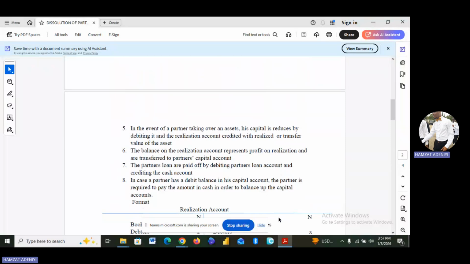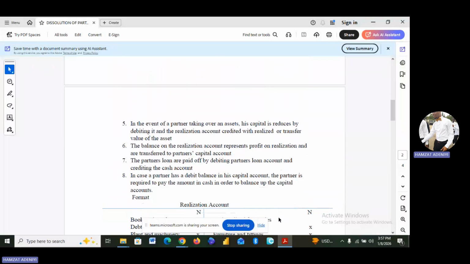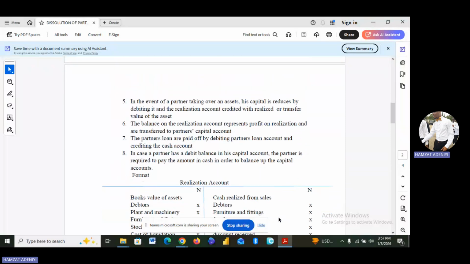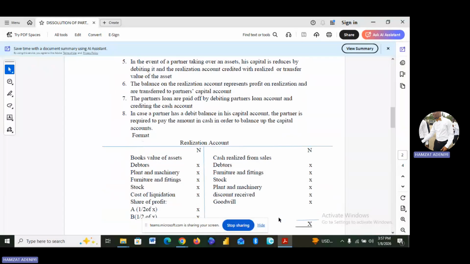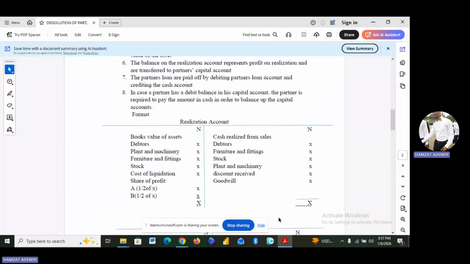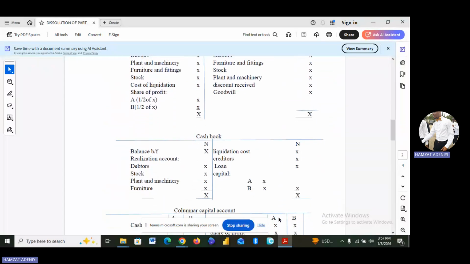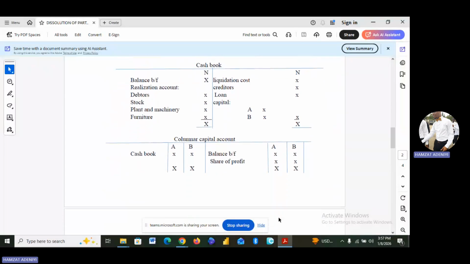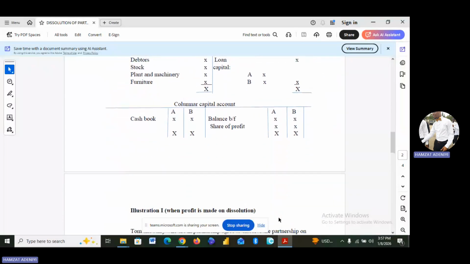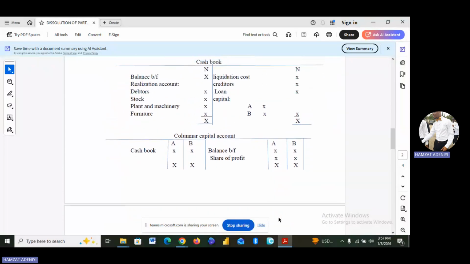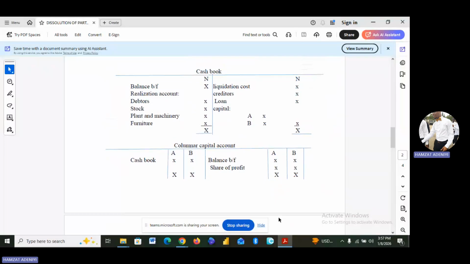That is very important. This is the format. In the realization account, we have the net book value of assets on the debit side and cash realized from the sales on the credit side. All these are practical. Then we also have the cash book, also known as the cash account. Then we have the columnar capital account. So those are the three aspects, the three accounting entries that you are going to get in the dissolution of partnership.